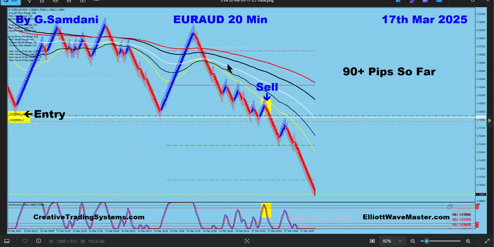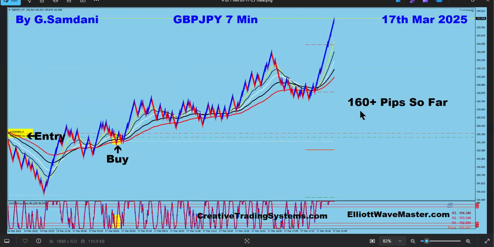This is the second one. The third one is the Euro Aussie. Again, same story here, right? The setup. And here again, 160 pip on pound yen, and it went up, gave me the entry here, and then the EA took the trade.